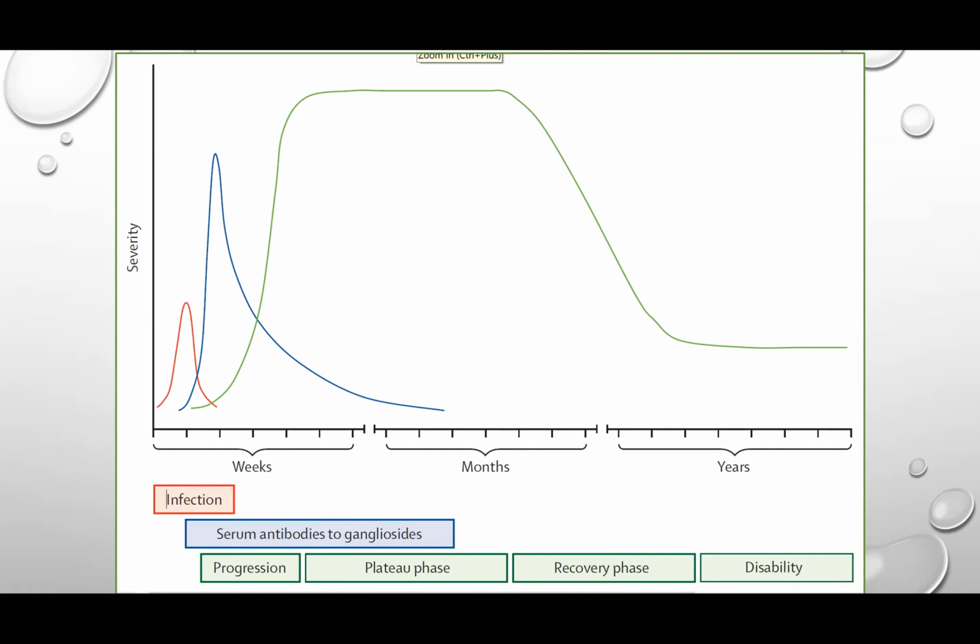So progression phase, plateau phase, recovery phase, disability phase. This is clinically. So the infection part, jejunal infection, 2 to 4 weeks before, then the antibodies from 2 weeks to 8 weeks or 10 weeks, and clinically from 2 to 3 weeks the clinical picture starts and goes on for years. This tells about antibody monitoring. Supposing I want to look at the antibodies after 2 months or 3 months, there is no use because by then the antibodies would have waned. But clinically, there will be some residual symptoms. Progressive phase, plateau phase, recovery phase, disability phase.